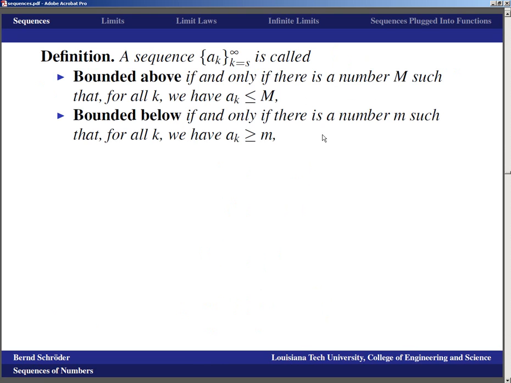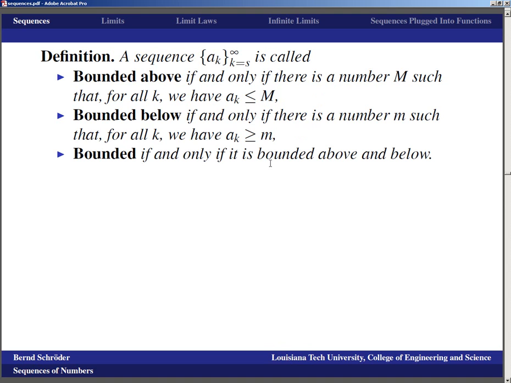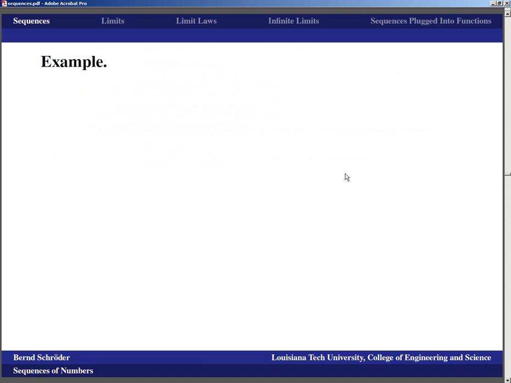And it is bounded below if and only if there is a number m, so that for all k we have a_k is greater or equal than lowercase m. So bounded above and bounded below just means there is some number that the sequence will never exceed, and for bounded below, there is some number that the sequence will not undercut. And a sequence is called bounded if and only if it is bounded above and below.